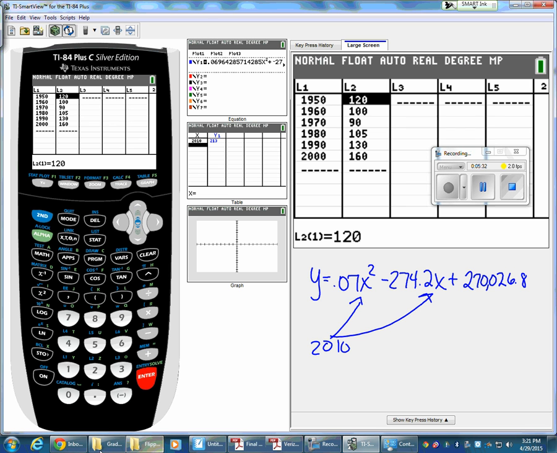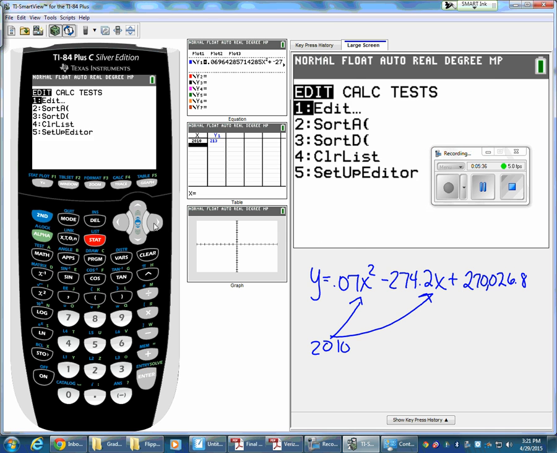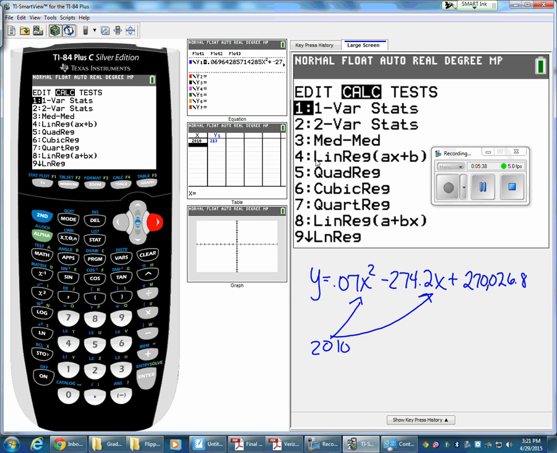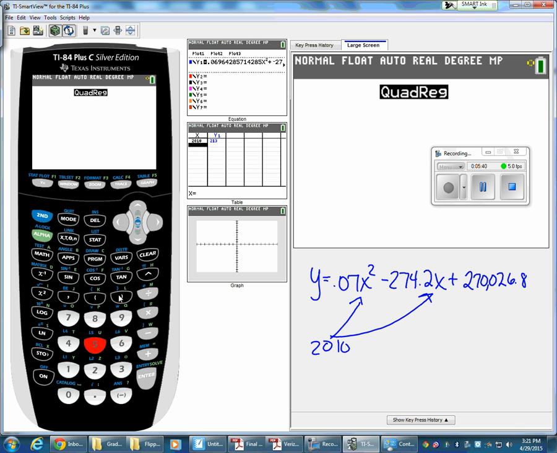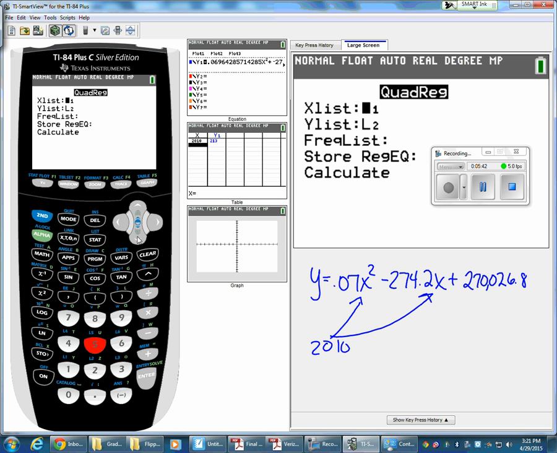So then we need to do a quadratic regression. That's what they said. So Stat, go over to Calc, and instead of 4, which is linear, I'm going to choose 5, which is quadratic. My X list is in L1, my Y list is in L2. I'm going to go ahead and store that in Y1. You don't have to, but you can.